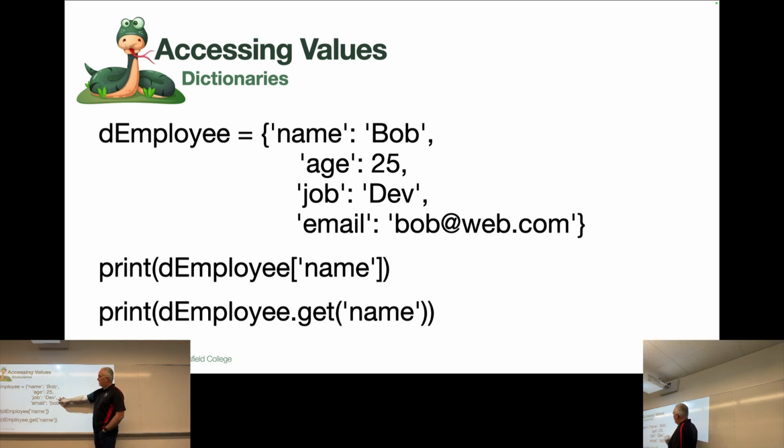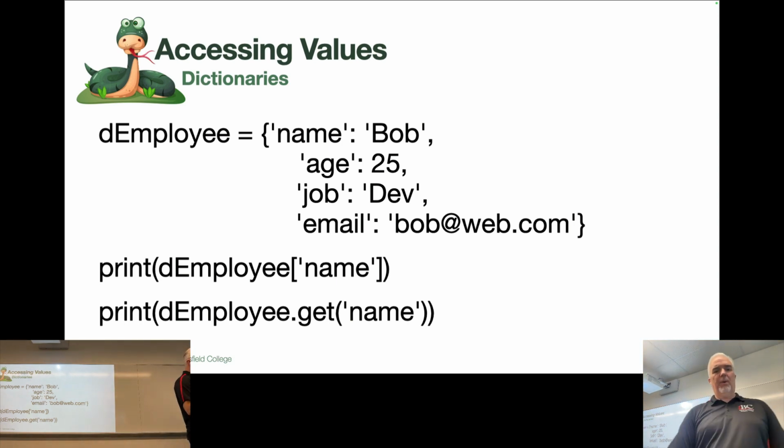Okay, so if I have the same dictionary object where name equals Bob, age is 25, job is developer, email is this. If I wanted to print the employee's name, I would say print the employee name. Notice I'm using square brackets to access that data. The curly braces are when you define or change the dictionary. And then when I'm accessing that data, I'm using square brackets with the key that goes with it. So what it prints in this case is going to be Bob.